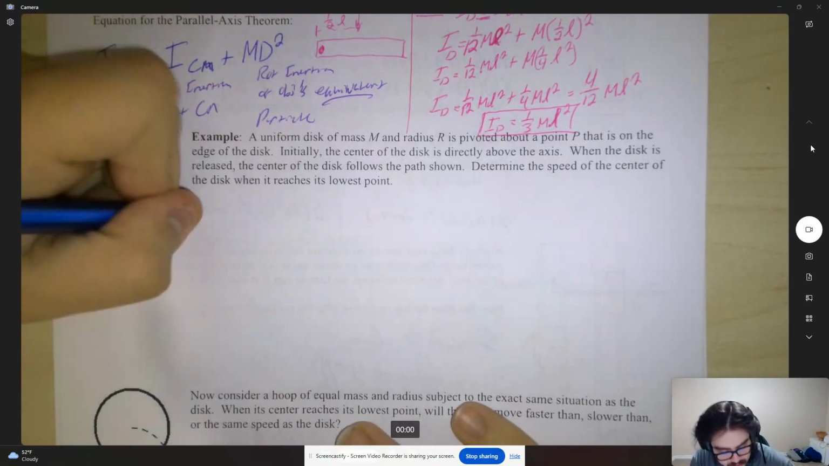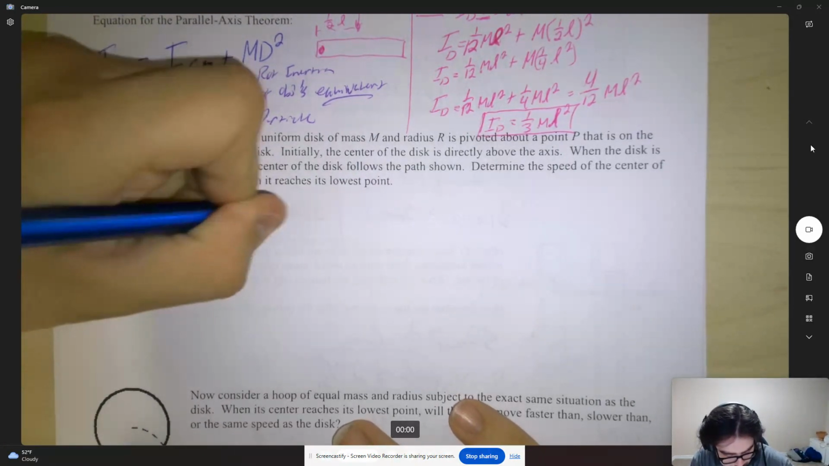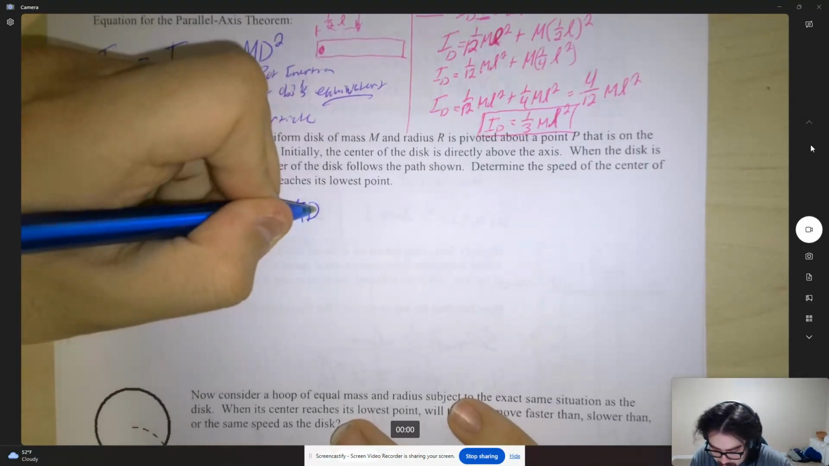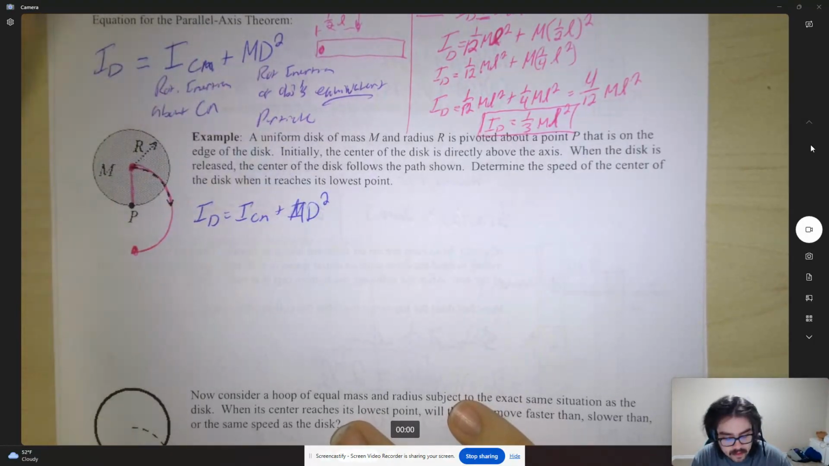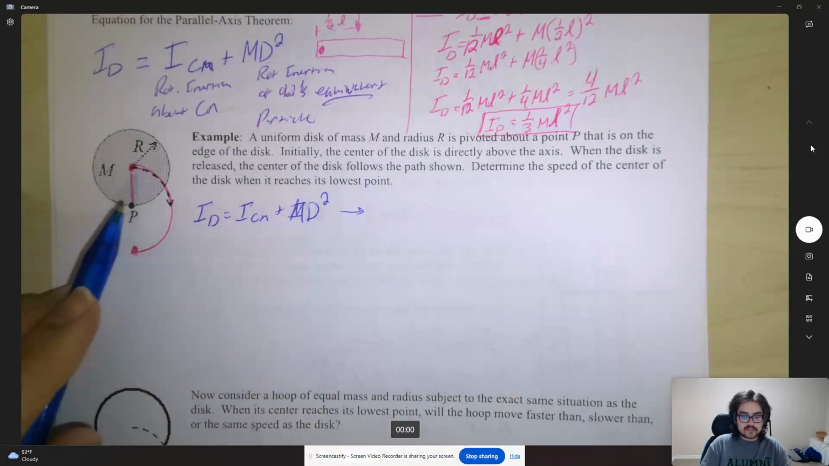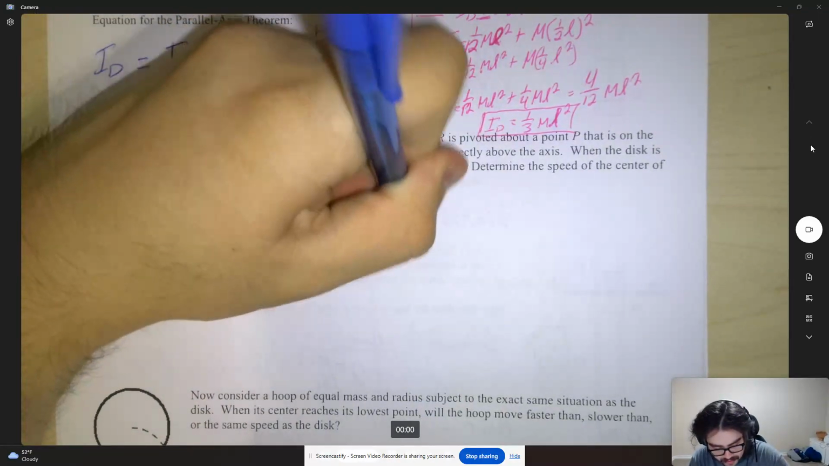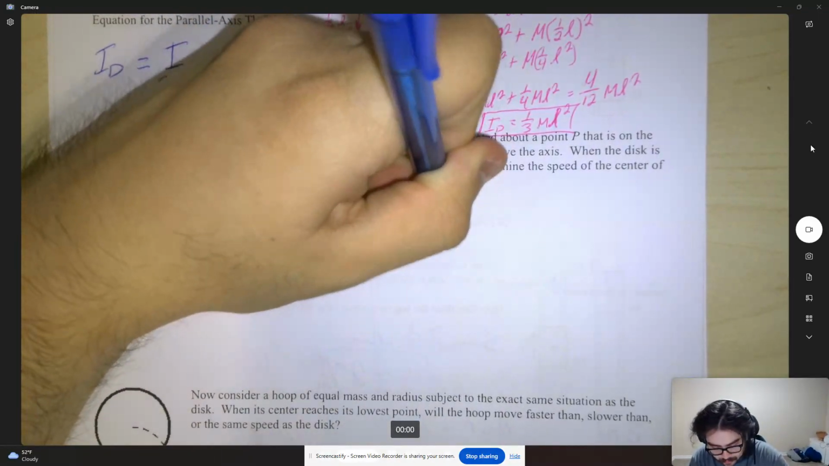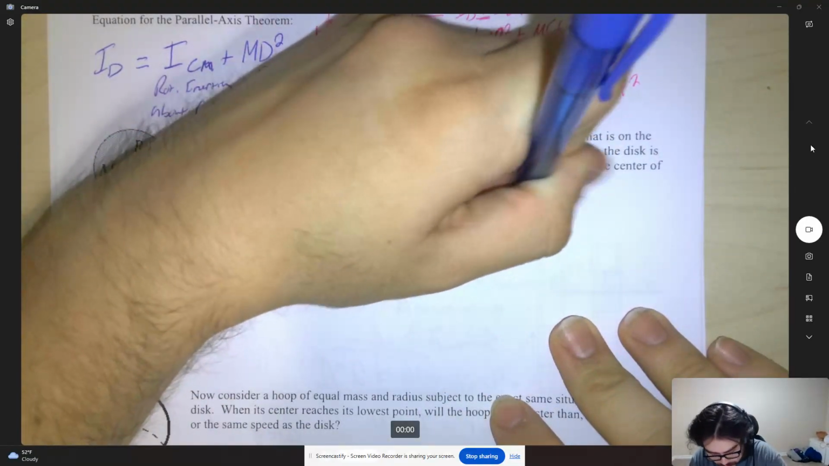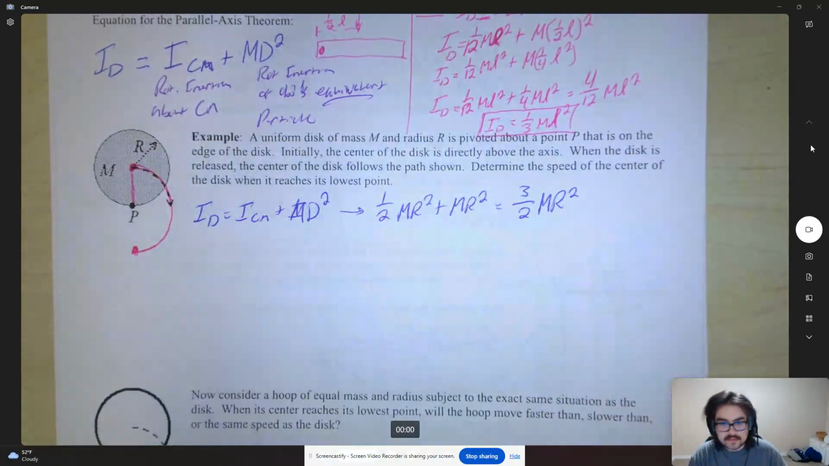So when I do the new moment of inertia for this, I'm doing I_CM plus m times the distance d squared. In this case, the distance d is just the radius r. So this is going to become 1/2 mr squared plus mr squared, which is just 3/2 mr squared. That's all you've got to do for that.